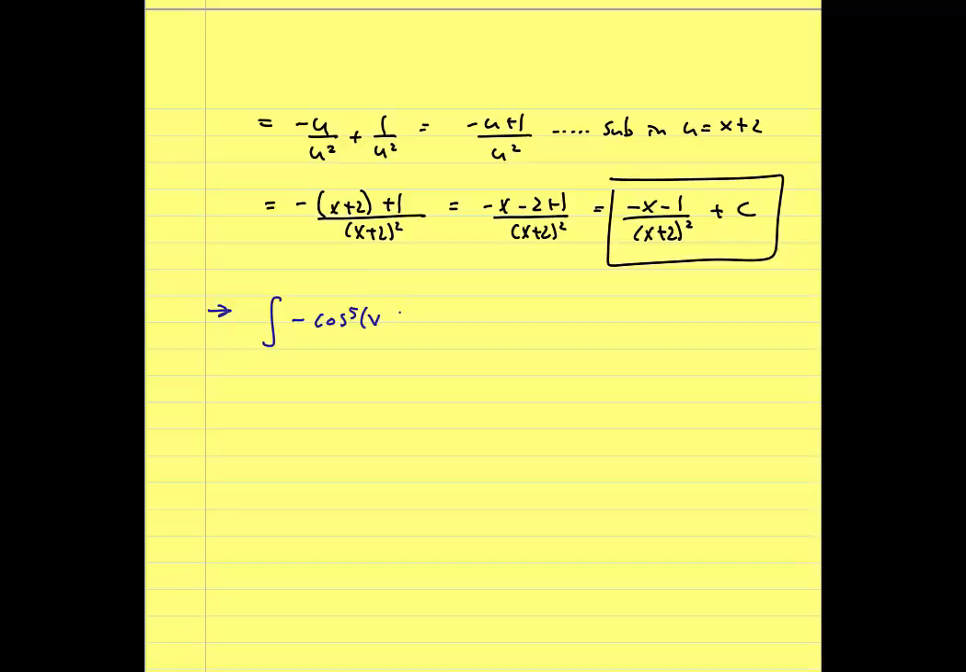Now so far we've always been using x's and u's, but that's not always going to be the case. You could use v's and w's and all sorts of other variables. So let's go ahead and do a problem where we're not using a u or an x to get started with. Since my variable here is v, everything has to be in terms of dv.